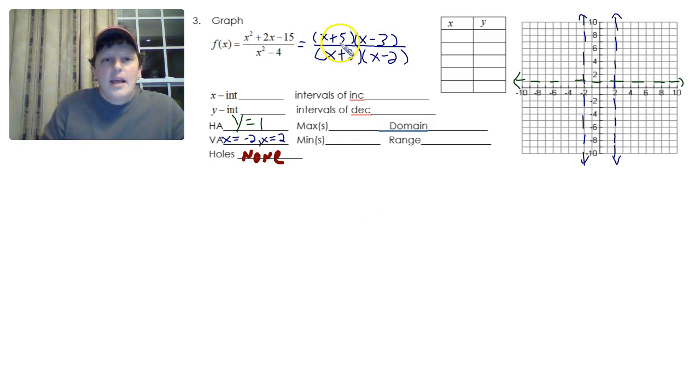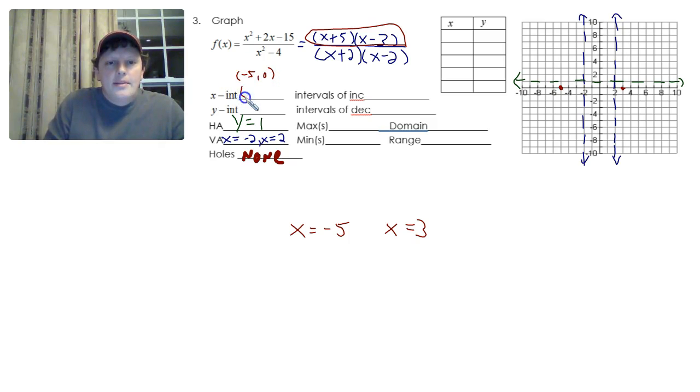Example 3 from our guided notes. If we set x plus 5 equal to 0, we get negative 5. And if we set x minus 3 equal to 0, or we're just looking at the numerator, we get x equals 3. So we should have an x-intercept at negative 5, and we can put that on the graph. And at positive 3, and we could put that on the graph. Those are going to be the two x-intercepts in this graph. We've got negative 5 comma 0 and 3 comma 0.